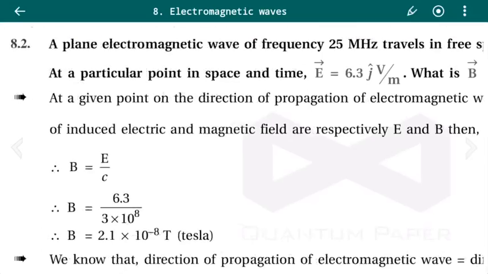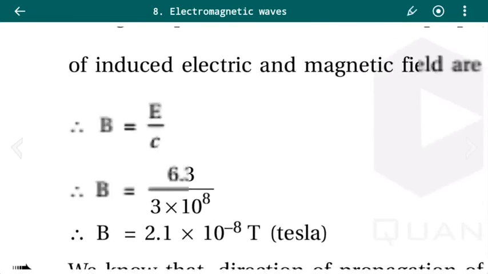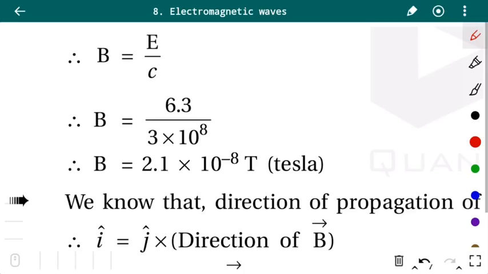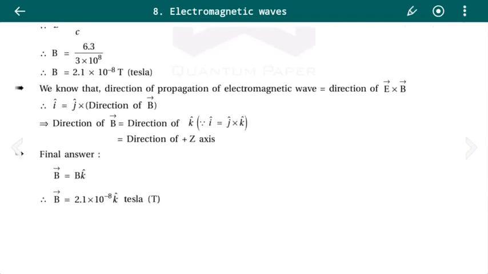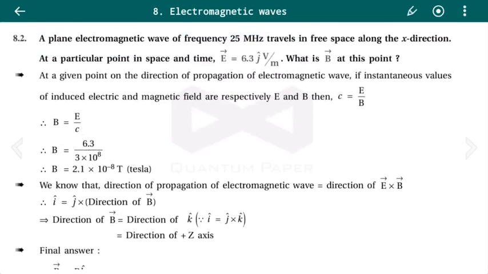Now here we have the E vector, and we need to find the B vector. So we can use the equation B equals E by C. Here E is given as 6.3 and C is 3 into 10 raised to 8. When we calculate this, we get 2.1 into 10 raised to minus 8 Tesla. Thus, vector B equals 2.1 into 10 raised to minus 8 k cap Tesla. So students, we need to find this numerical.